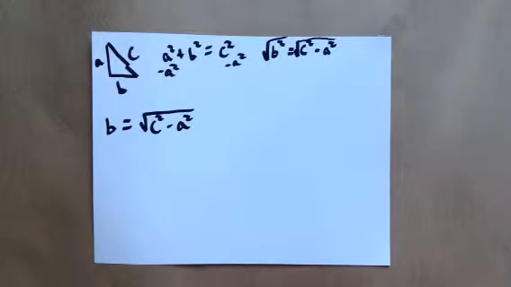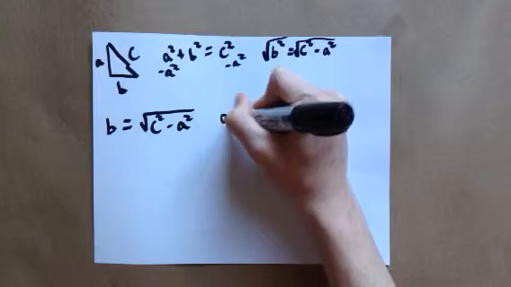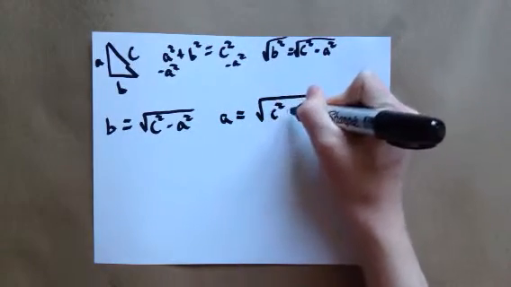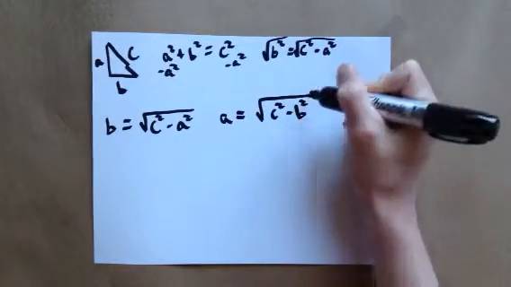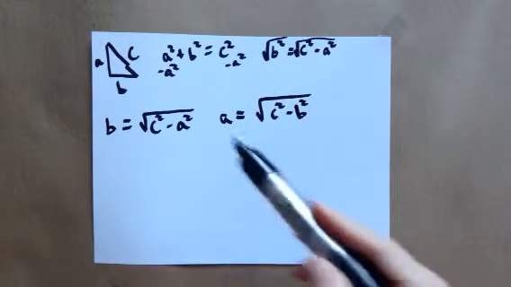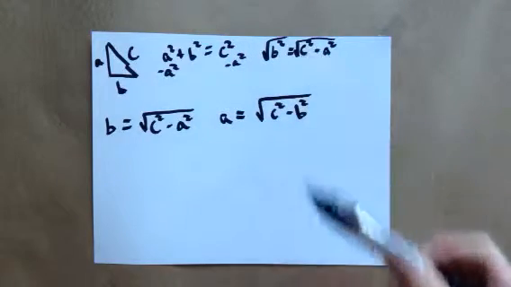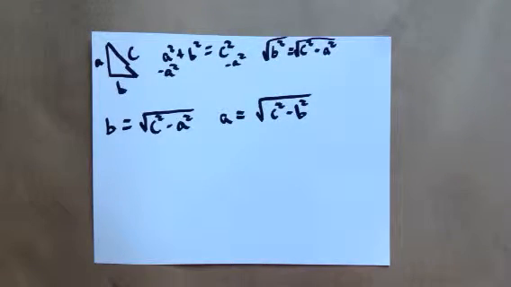We will also need to do that with A. So if I were to isolate A on one side of the equation, I would have A equals the square root of C squared minus B squared. I hope you followed what I did there. I just subtracted B squared from this side of the equation, and then I took the square root, just like I did before. So we will need both those formulas and the other formula that we had in the previous video.